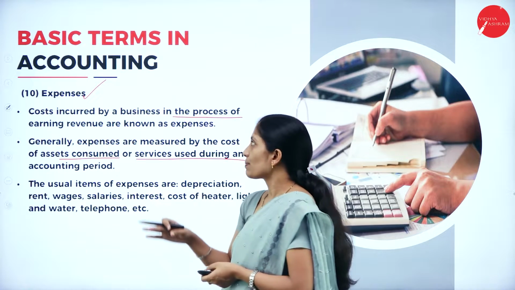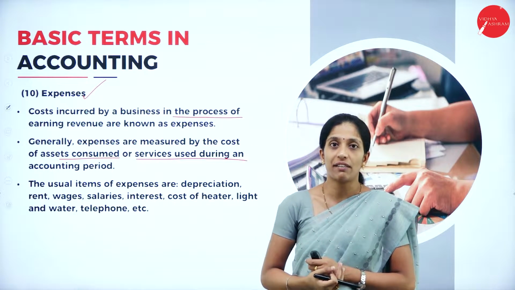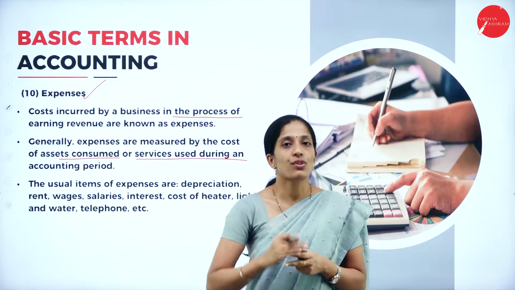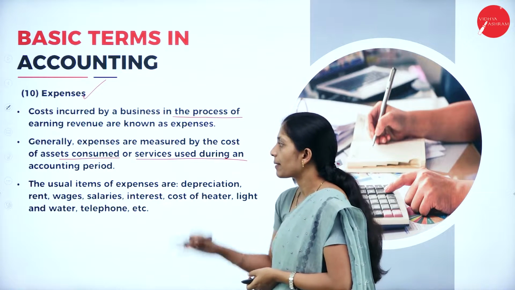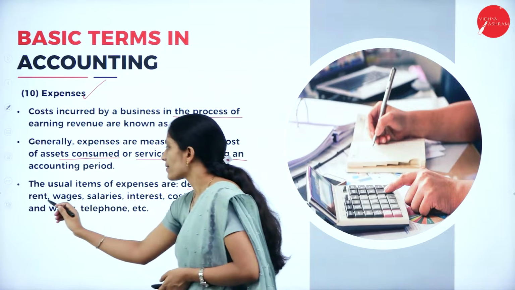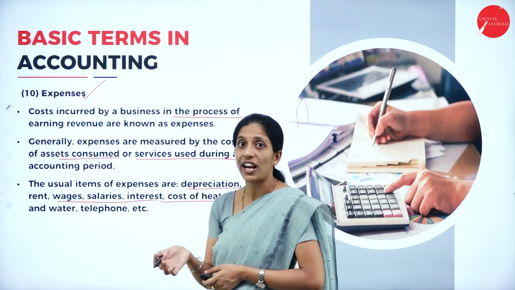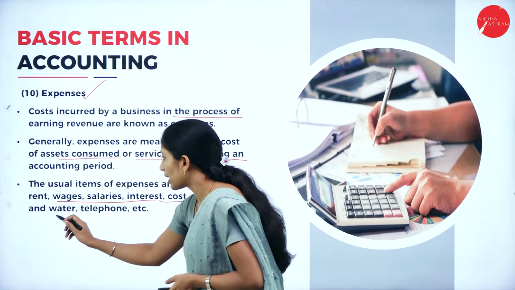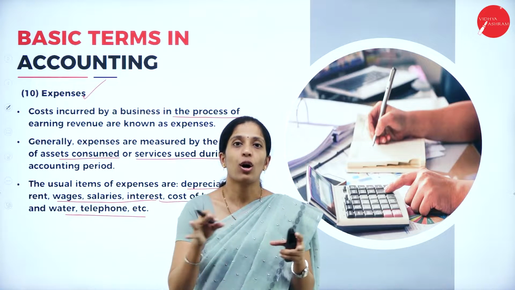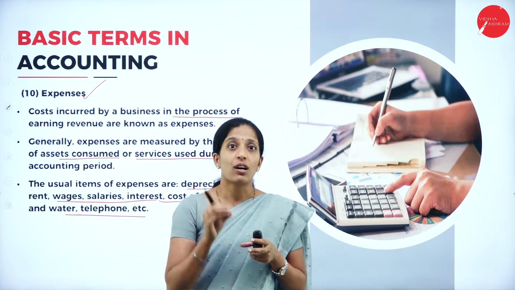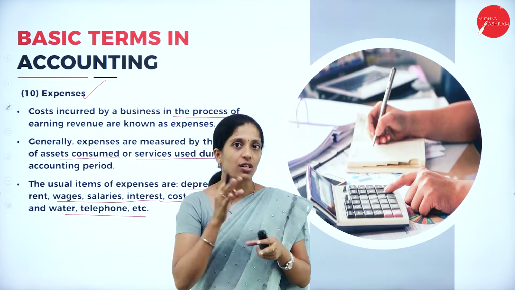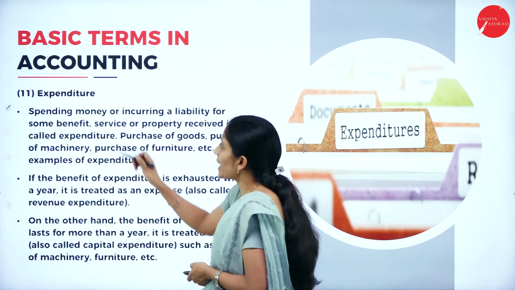So expenses means what? The process of earning revenue. So the cost which is incurred in the process of earning revenue, that is termed as what? Expenses. The usual items of expenses are depreciation, wages, salaries, rent, interest paid, cost of heating, lighting and water, telephone charges, etc. So these are all what? Expenses. That is the cost which is incurred while earning the revenue. So whatever the cost, the total cost is called as what? Expenses.